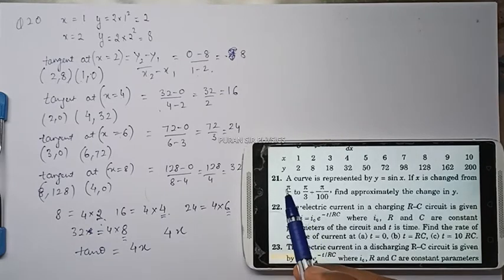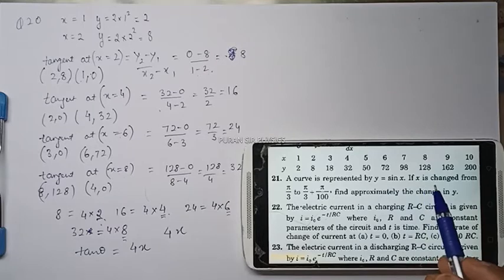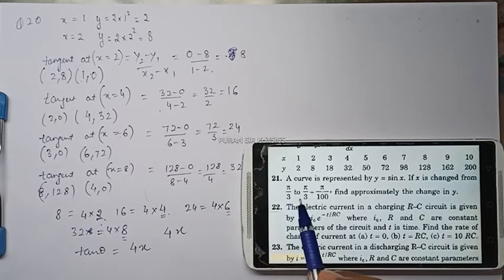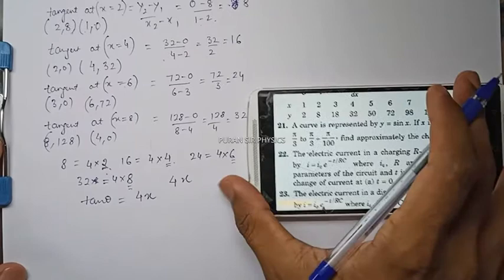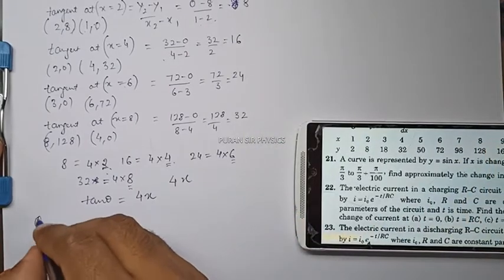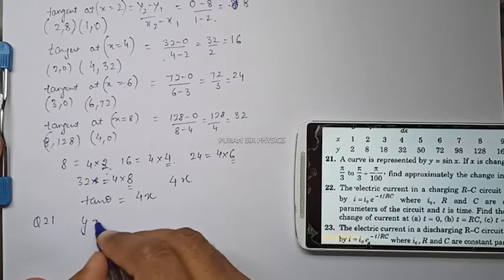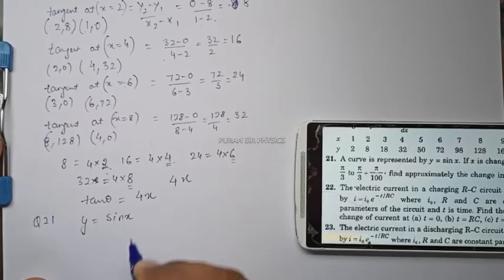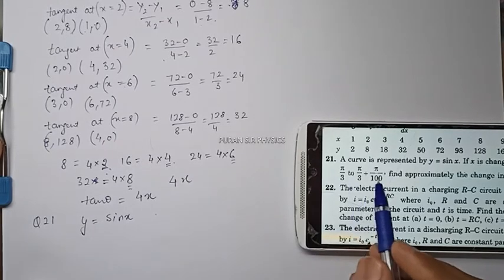In question number 21, a curve is represented by y equals sin x. If x is changed from pi by 3 to pi by 3 plus pi by 100, find approximately the change in y. So in this question, what we have given is y equals sin x, and you have given that your x changes from this to this value.